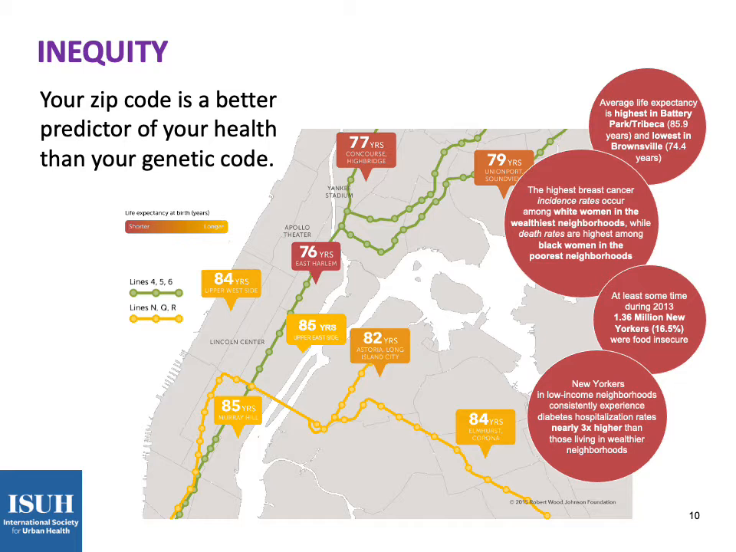So, for example, a person living here in Midtown Manhattan can have a life expectancy of 85 years. In East Harlem, 76 years. In Astoria, Queens, 82 years. Elmhurst, 84 years. And so forth and so on.